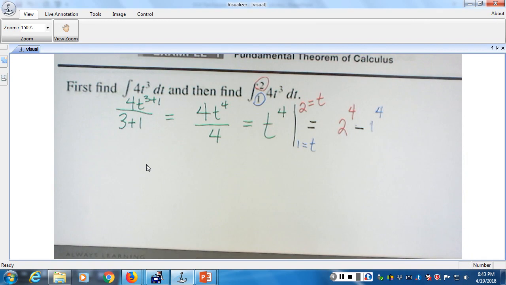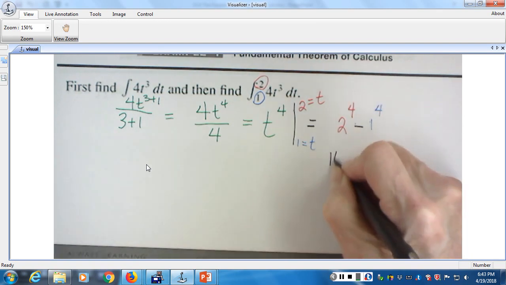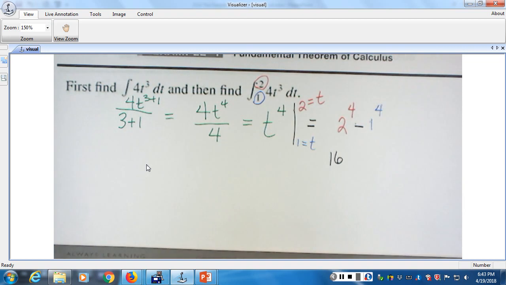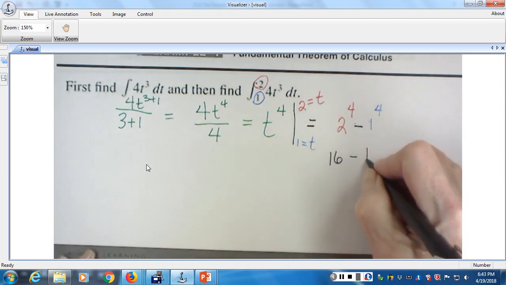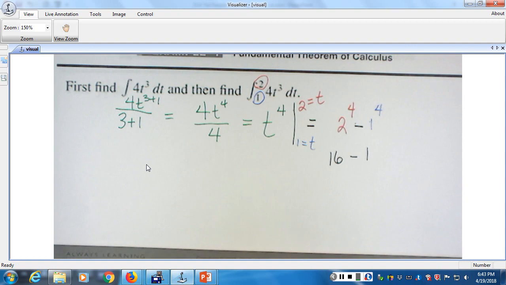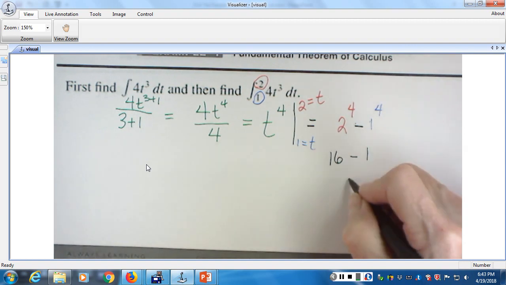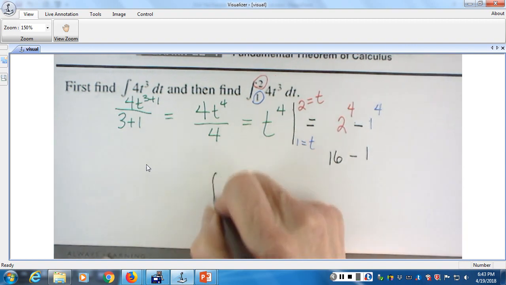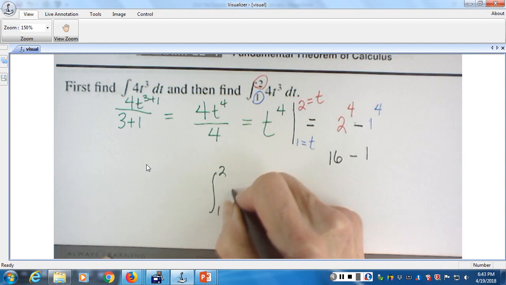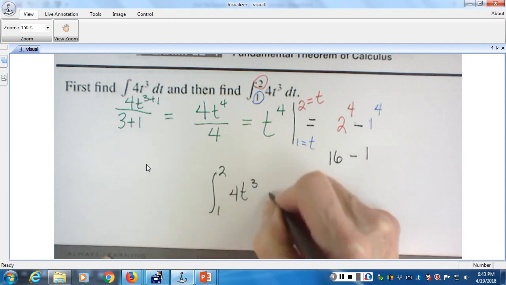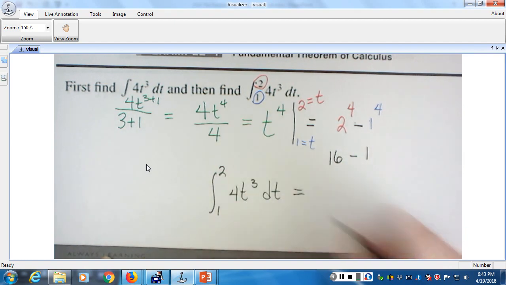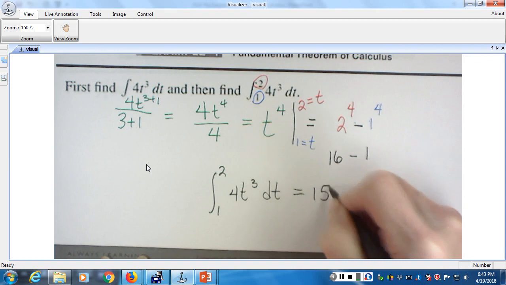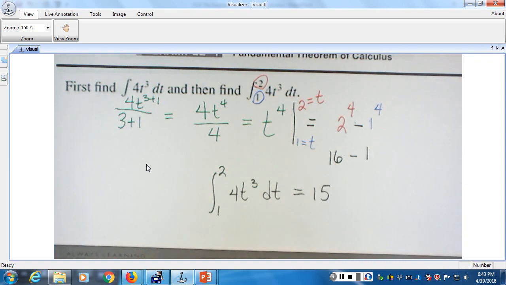Just use arithmetic. So 2 to the fourth power is 16. 1 to the fourth power is 1. And that means then that the value of our integral is equal to 15, which is 16 minus 1. Okay?